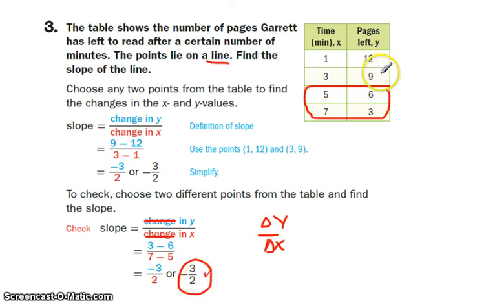You could have picked 9 and 12 and 3 and 1, and you would have gotten the same answer, negative 3/2. It doesn't matter what point you pick because all these points are on that line, and that line has a constant rate of change because it's linear.